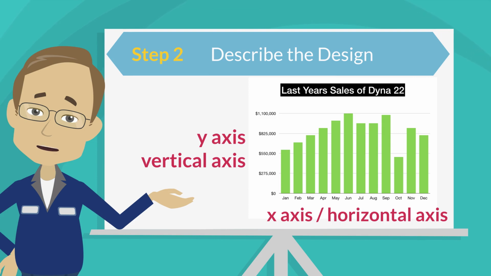To describe the design, you would say, the x-axis shows the months of the year, and the y-axis shows the amount in dollars. Instead of x and y, you can also say horizontal axis and vertical axis. So you could say, the horizontal axis shows the months of the year, and the vertical axis shows the amount in dollars.